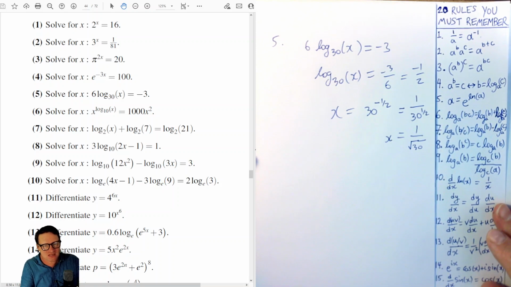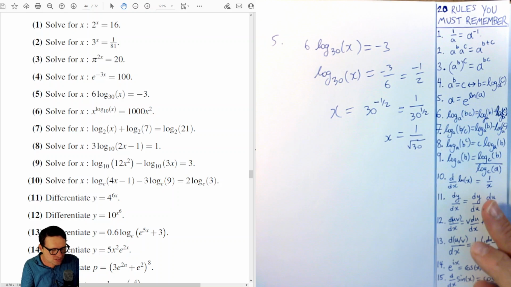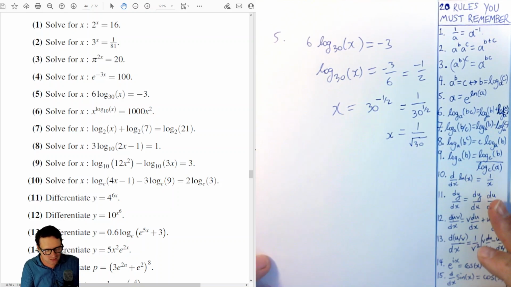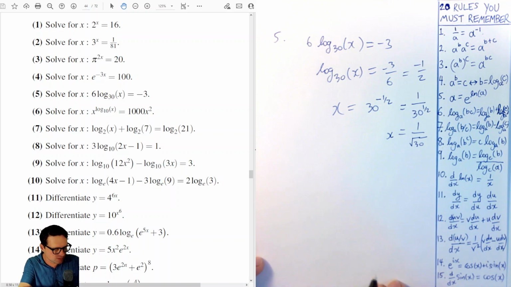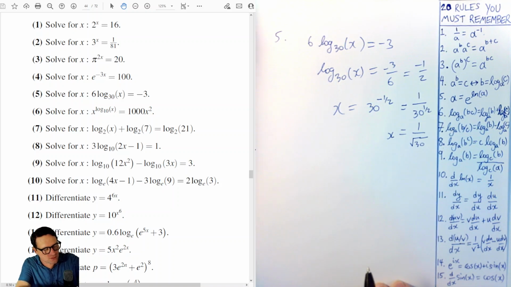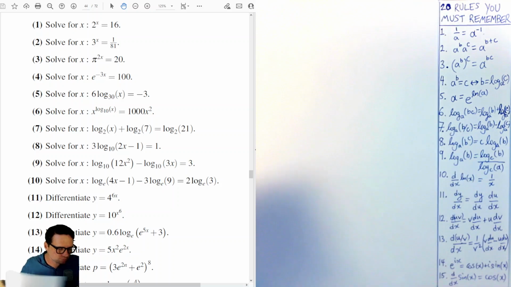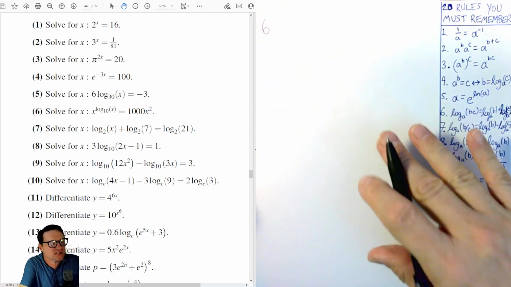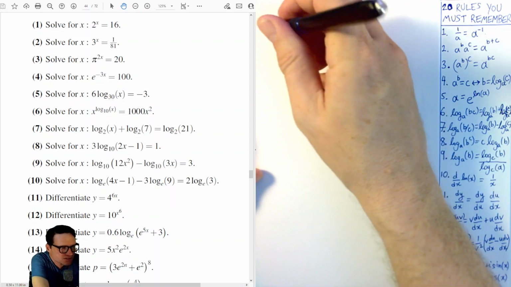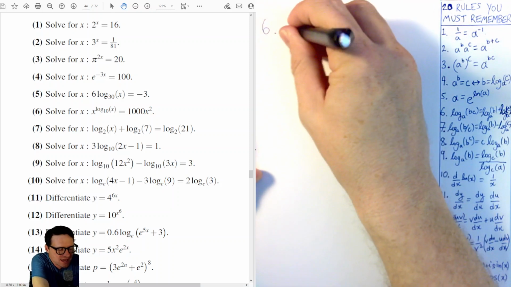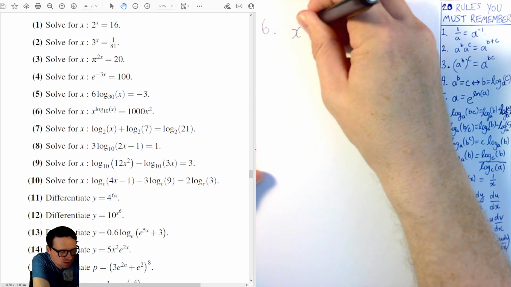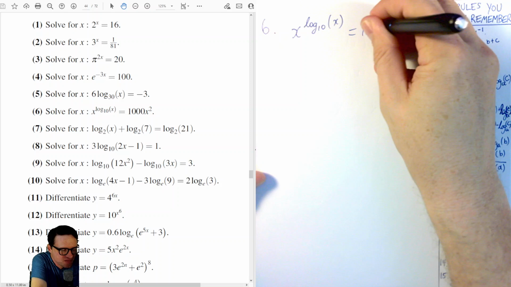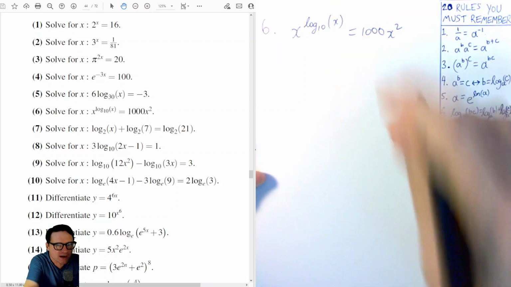Now for question 6, I'm going to need a few log rules and I'm going to need a fair amount of paper because number 6 is quite tricky. So I'll just grab some new paper here. First, okay, question 6, we are asked here to solve for x to the power of log to base 10 of x equals 1000 x squared.